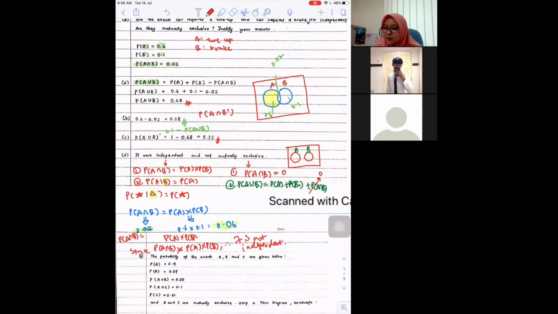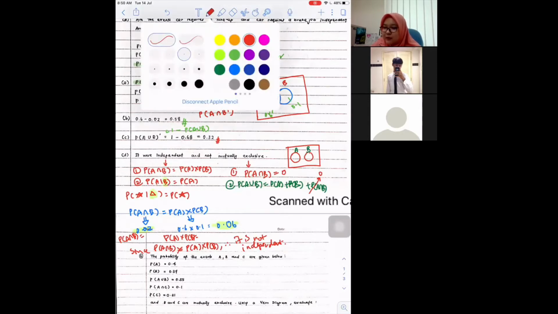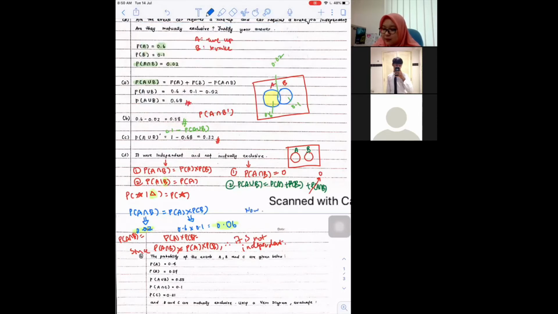Next one, is it mutually exclusive? Let's check. If it is mutually exclusive, intersection should be equal to 0. But now, what is our intersection? Do we have value for it? Yes, 0.02. It's not equal to 0. Therefore, it is not mutually exclusive.